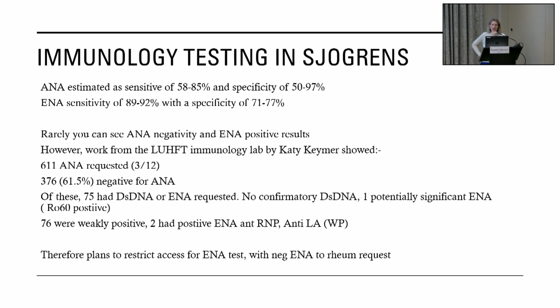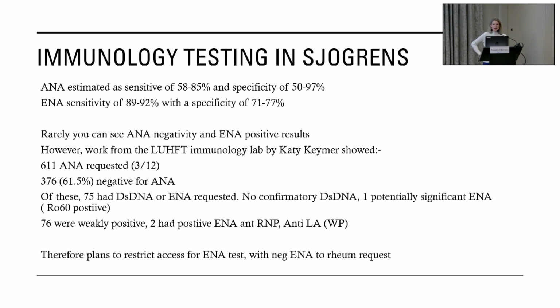For a 3-month period, 611 ANA tests were requested from across primary and secondary care. 61.5% of those were negative for ANA, 376. Of those, only 1 went on to have a potentially significant ENA result, and only 1 had a positive double-stranded DNA, but in fact it was very low and not really significant.